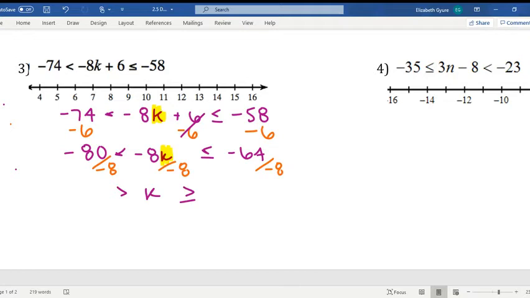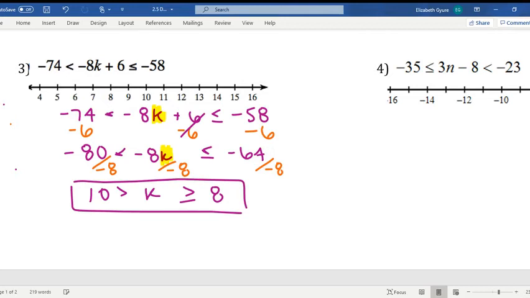What's a negative divided by a negative? A positive, and then 80 divided by 8 is just 10. Then on the other side, again, what's a negative divided by a negative? A positive, and what's 64 divided by 8? 8. So you have 10 is greater than K is greater than or equal to 8.